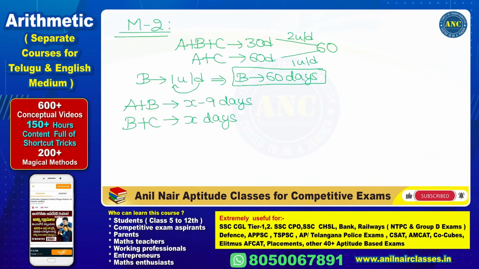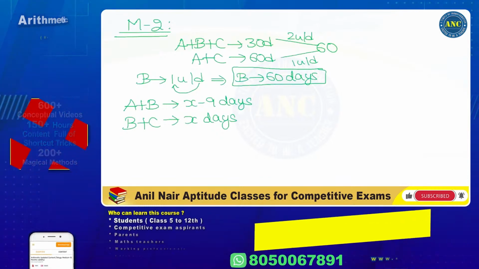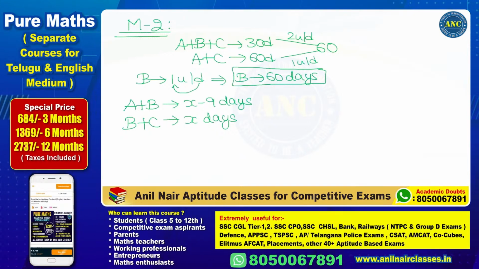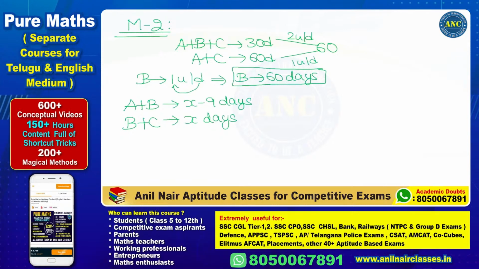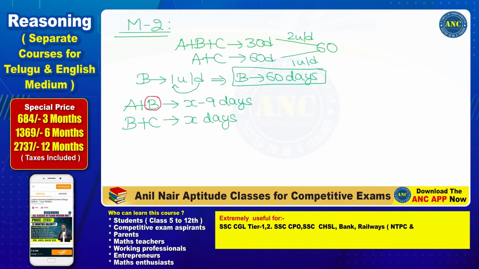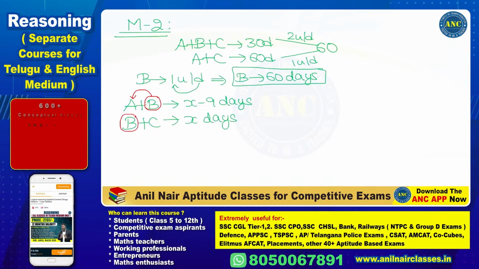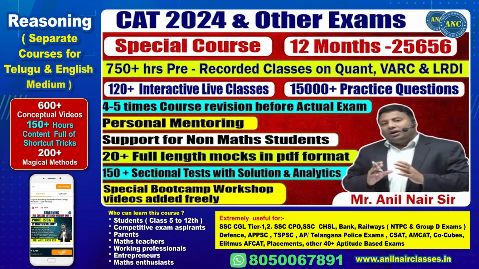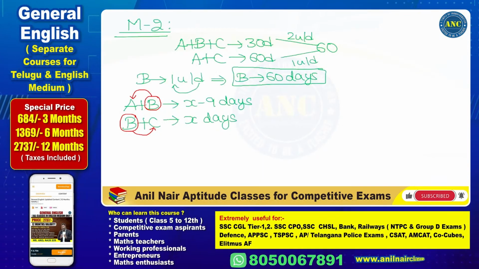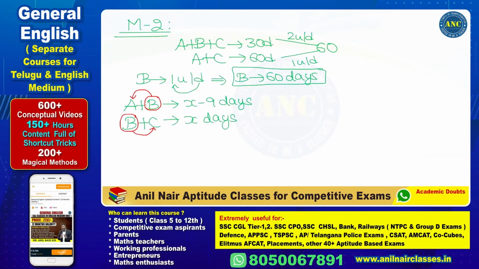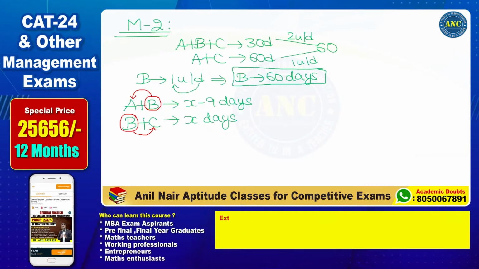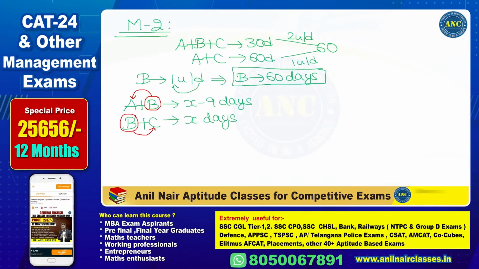Now the catch in this question, which you should very clearly understand, is to observe carefully, with a logical way of thinking once again. This person called B is working with A also, and that person called B is working with C also. That means suppose I am B, assume that I am B. I am working with my friend A who is right of me. I am also working with my friend C who is left of me. If I work with my friend A on the right side, I will take 9 days lesser.